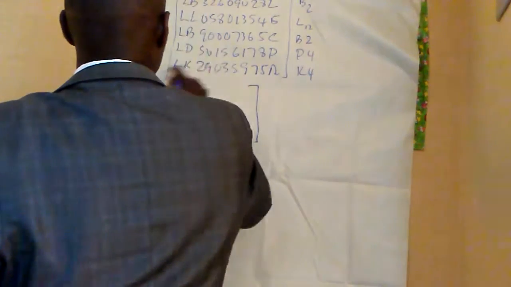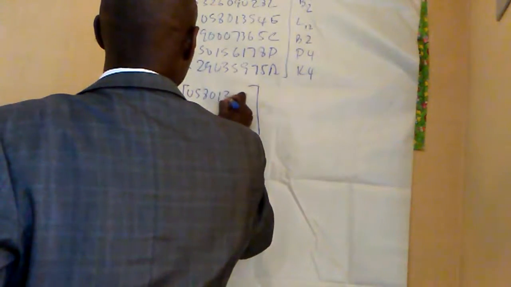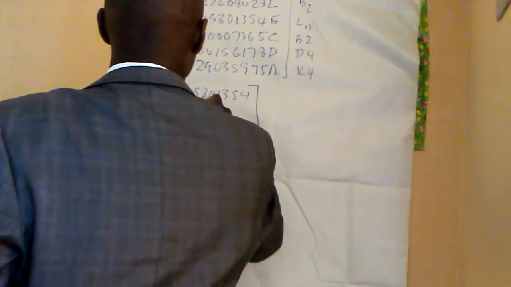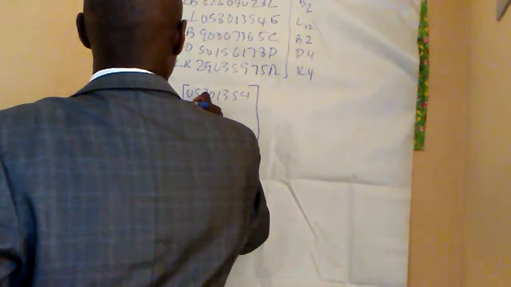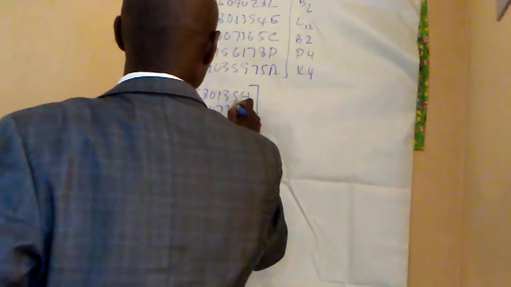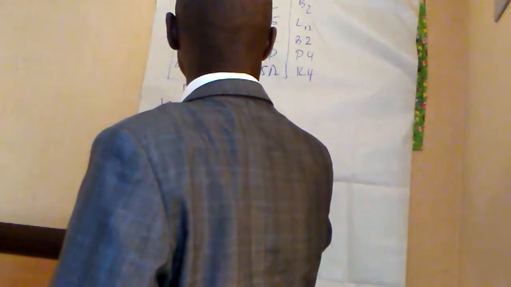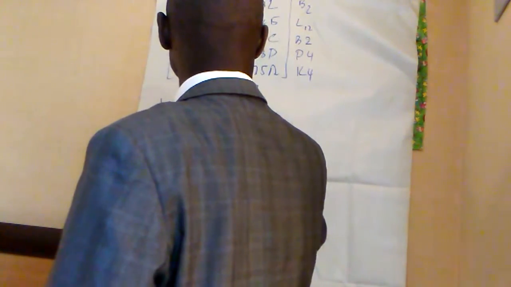Okay, here. LBL, so what you get here is 0580135, 9000 or 9,7365, 50156 178, and 2903597. So that's LBL.